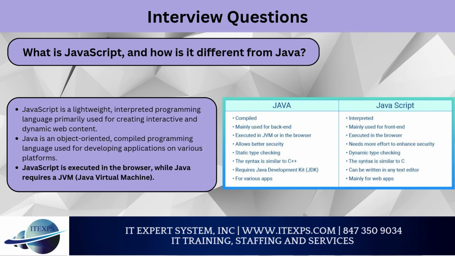Interview questions. What is JavaScript, and how is it different from Java? JavaScript is a lightweight, interpreted programming language primarily used for creating interactive and dynamic web content. Java is an object-oriented, compiled programming language used for developing applications on various platforms. JavaScript is executed in the browser, while Java requires a Java virtual machine.